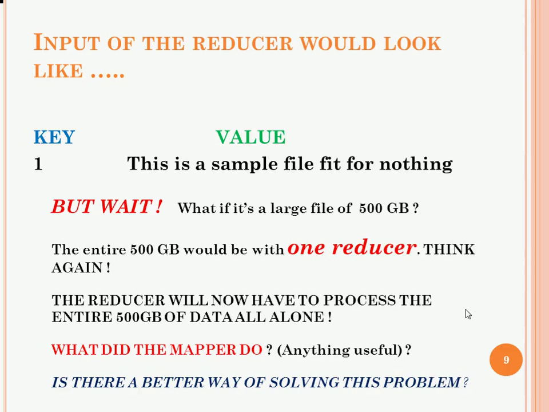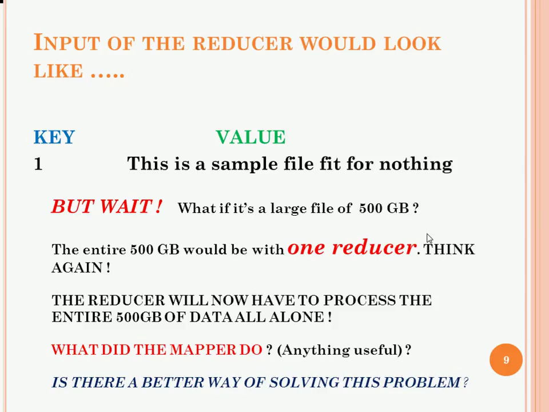So when the reducer is trying to operate on an input file, the input file will have just one key and a value, which is the entire 500 GB file. So the reducer will now have to process the data of the entire 500 GB in a single file residing on a single machine. This is not what MapReduce was originally designed for. The whole purpose of having MapReduce is parallel processing.